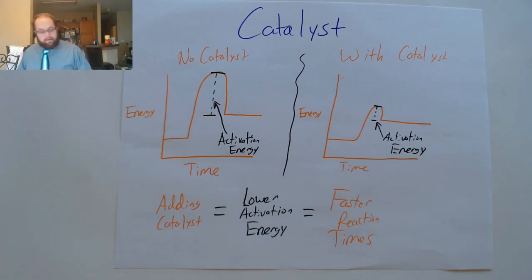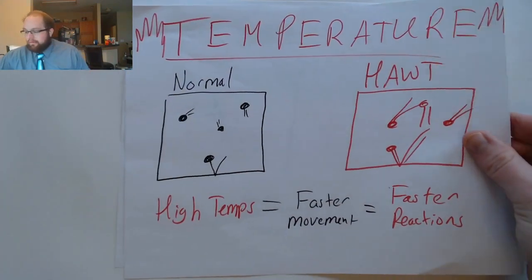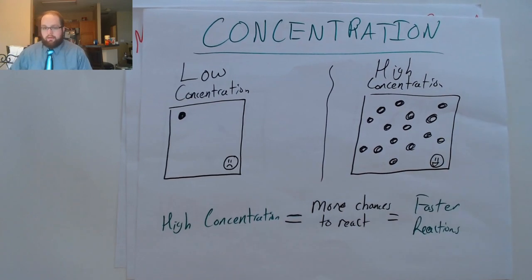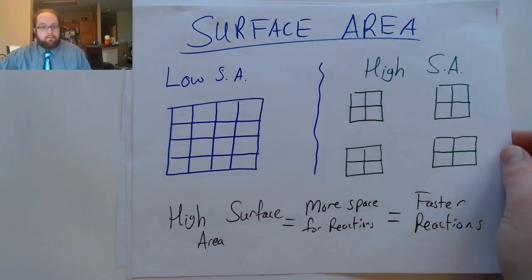Just one more time so you can have them all up there again. Those were catalysts, temperatures, concentration, and the one you're going to be focusing on in the article, surface area.